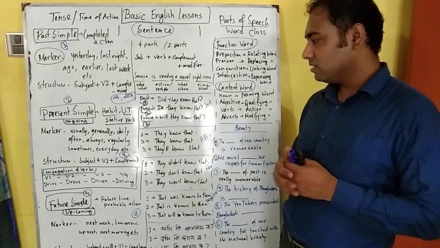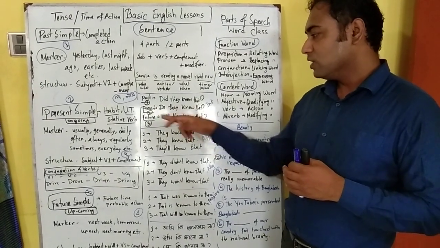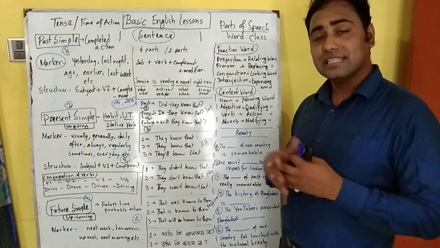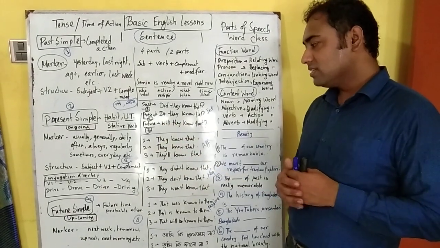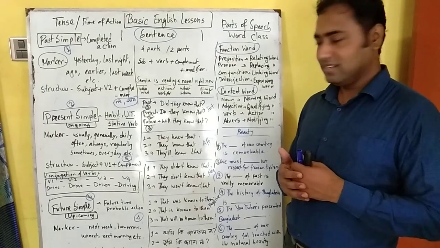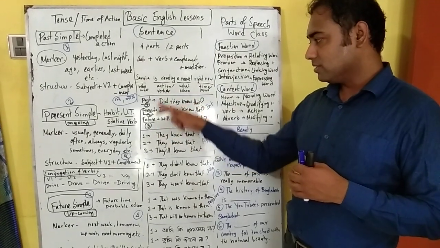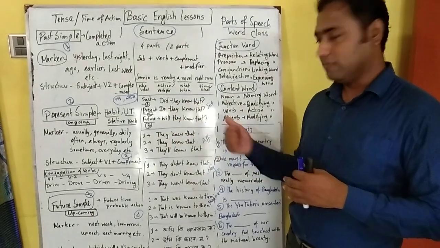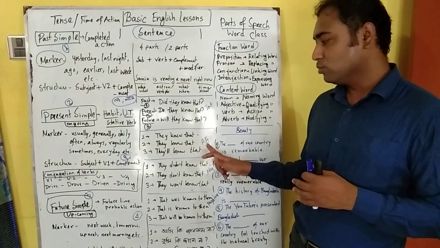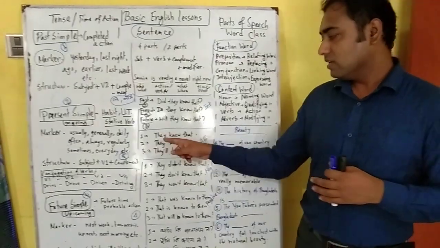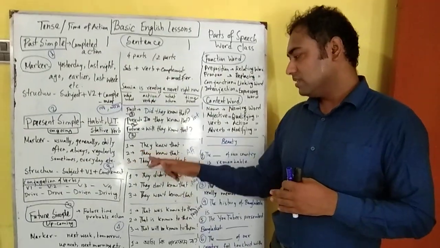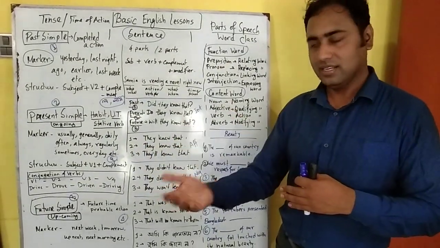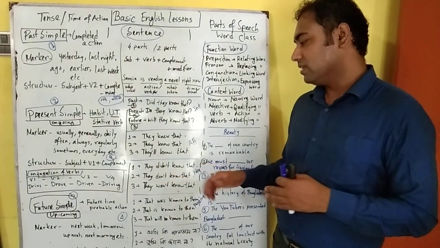Did they know that? Present. Do they know that? Tara ki eta jane? Future. Will they know that? Tara ki eta janbe? So it tells you the real form and practical use of it, and this is the interrogative form. Now let's come to affirmative. They knew that. Tara eta janto. They know that. Tara eta jane. They will know that. Tara eta janbe.